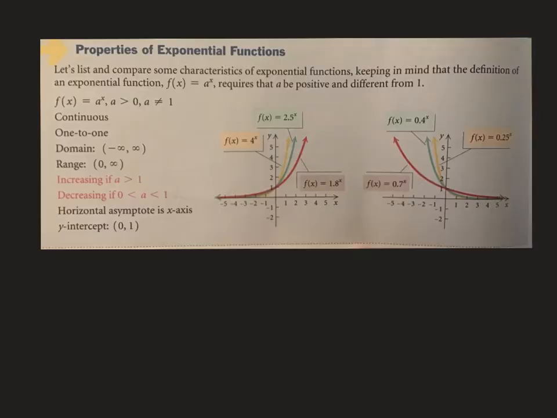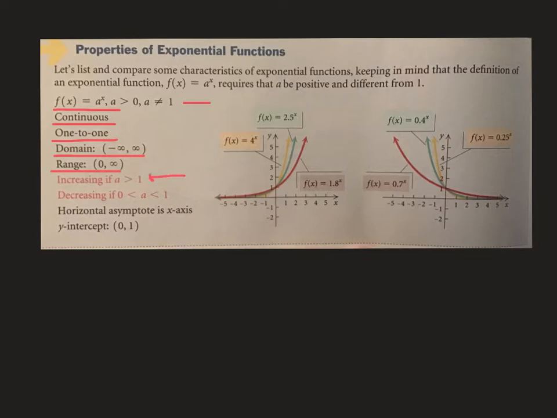Here are the properties. This is a great slide. If you want to take a picture or something with your phone, this is the slide to do it. Okay, this is what the function looks like right here. It's called continuous because there's no breaks or holes in the graph. It's one-to-one. We talked about that before. Passes the horizontal line test. The domain is all reals. It's going left and right forever. The range is from 0 to infinity because it never goes below the x-axis.